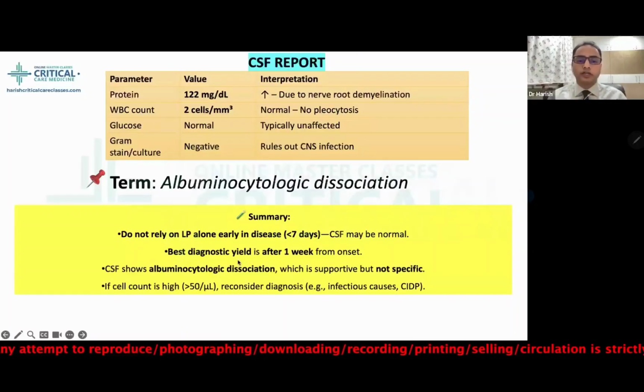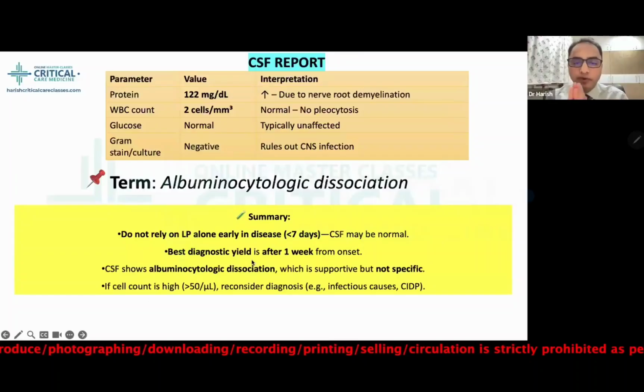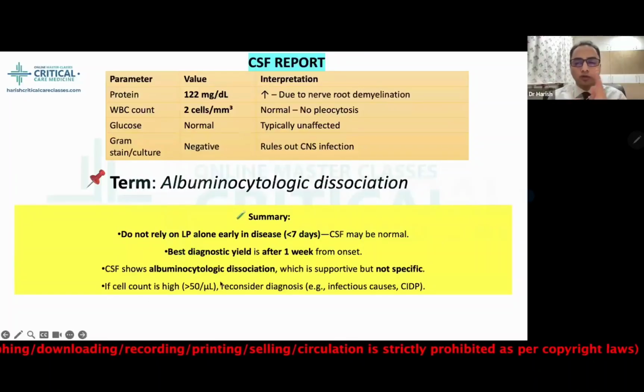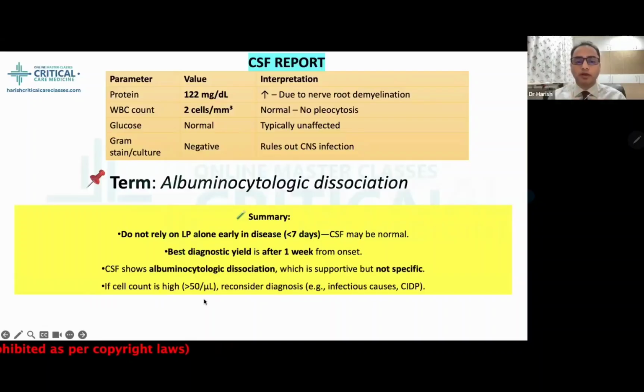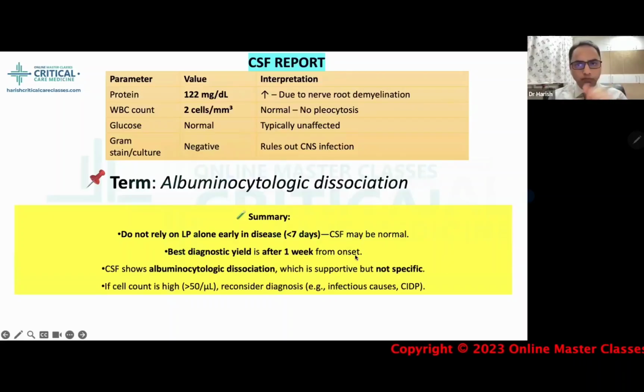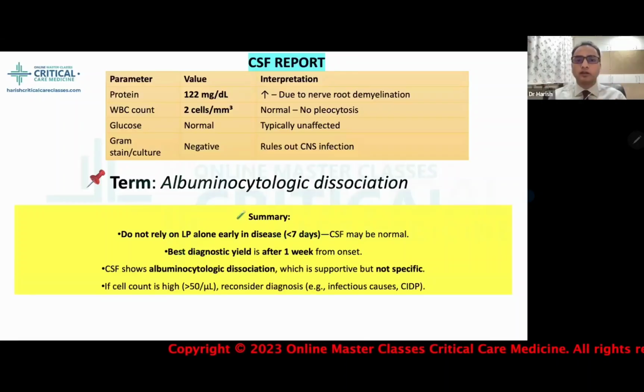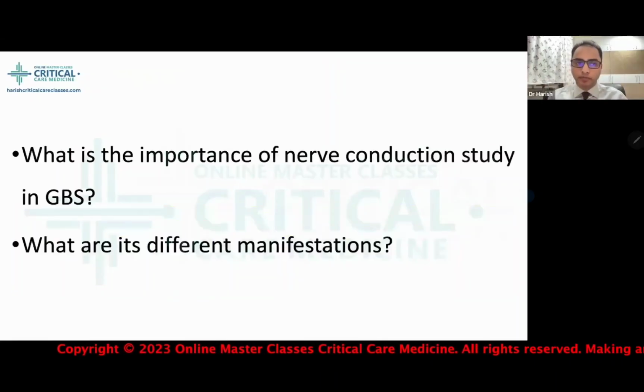CSF may be normal, so the best diagnostic yield is after 1 week from the onset. CSF shows albuminocytological dissociation, which is supportive but not specific. If the cell count is very high, more than 50 per microliter, reconsider the diagnosis. It may be CIDP, chronic inflammatory demyelinating polyneuropathy, or it may be secondary to some other infective etiology. That's about the lumbar puncture, its timeline and its interpretation in a GB syndrome patient.